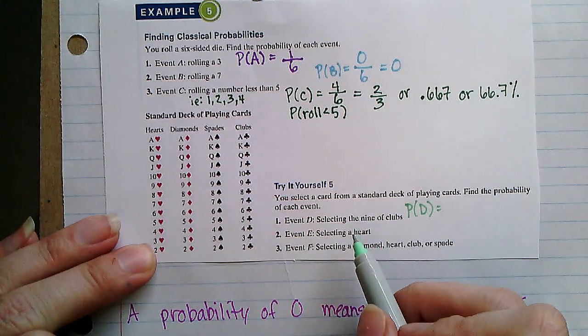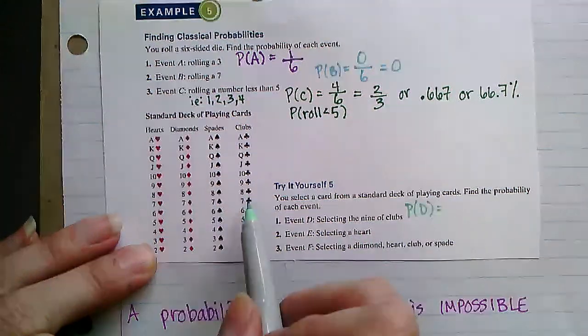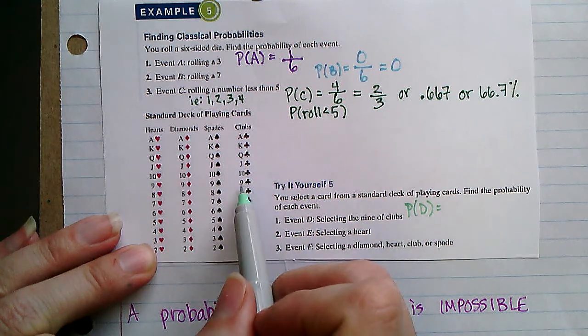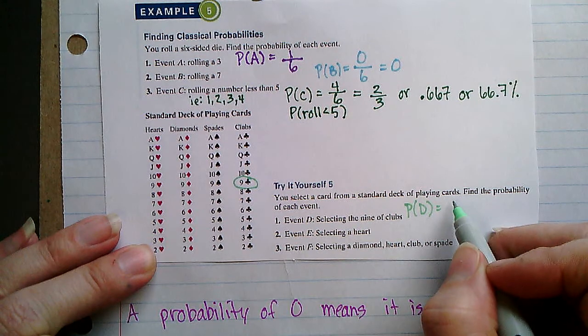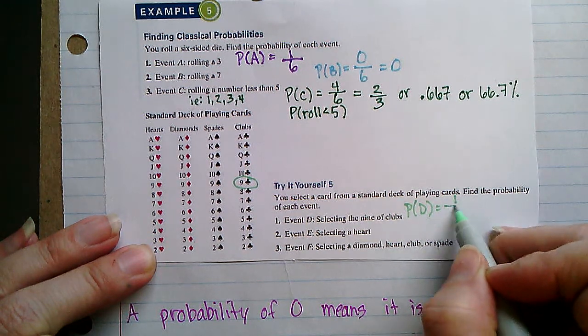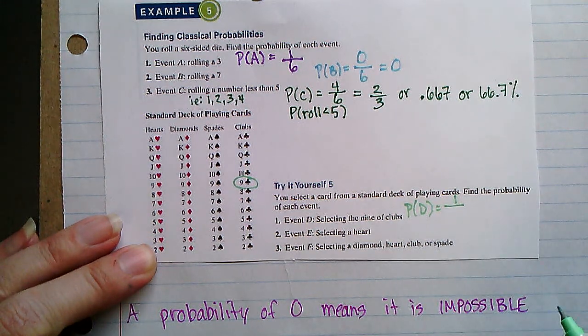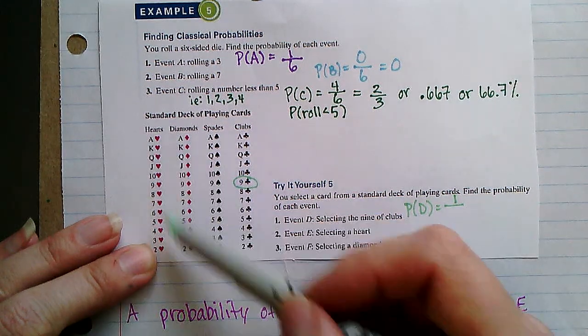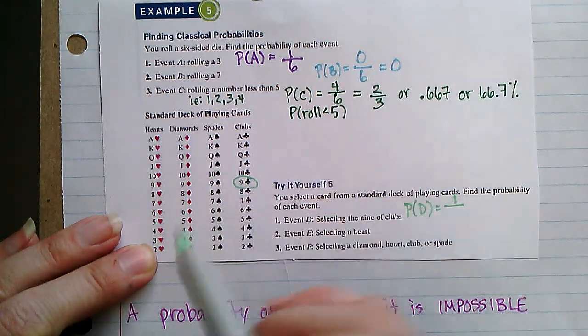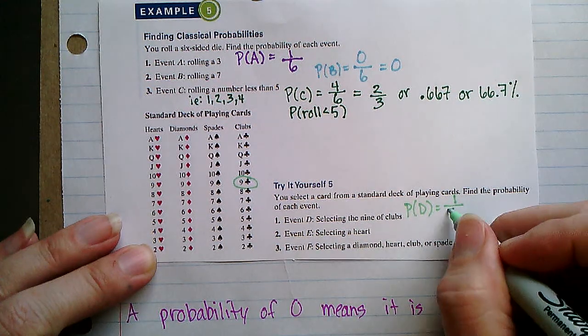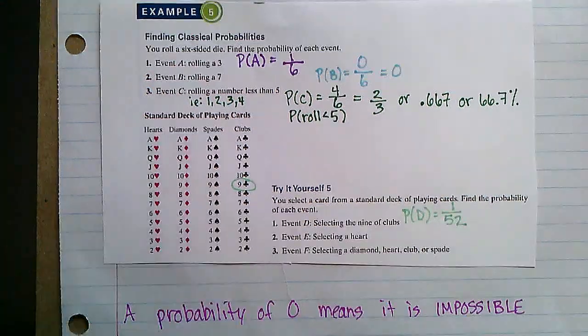Selecting the 9 of clubs would be a simple event because as you can see in here, there's only one 9 of clubs. So the number of outcomes in that event is 1 over the number of outcomes in the sample space, which is 52 because there are 4 suits and 13 cards in each suit. So 1 out of 52.